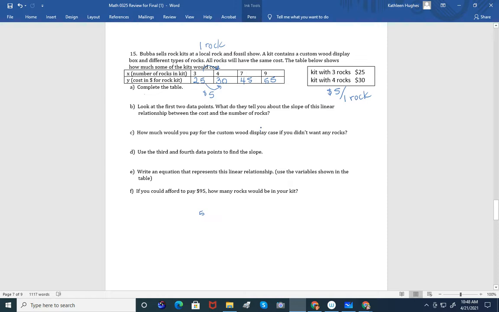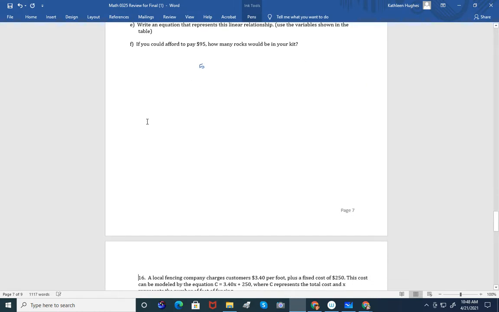It says, look at the first 2 data points. What do they tell you about? Let's see if I can get that. What do they tell you about? There we go.